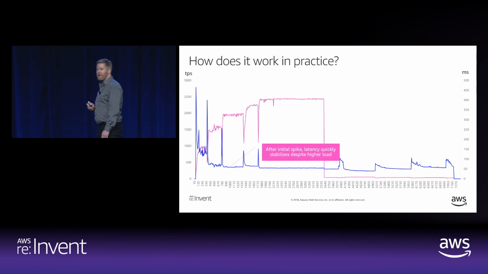And finally, just to round out the picture here, what I'm showing you is throughput mapped against latency. So we've got transactions per second. We've also got latency in terms of milliseconds, and you can see how they correspond.